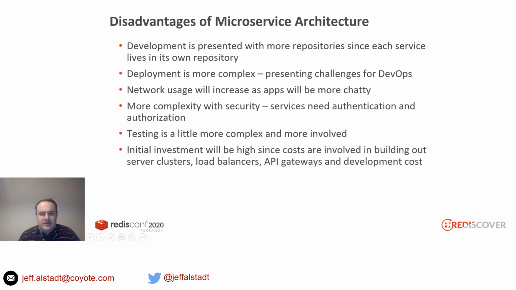So what are some of the disadvantages of microservice architecture? Well, development is presented with more repositories since each service lives in its own repository. Deployment is more complex, thus presenting challenges for DevOps. Network usage will increase as apps will be more chatty with one another.